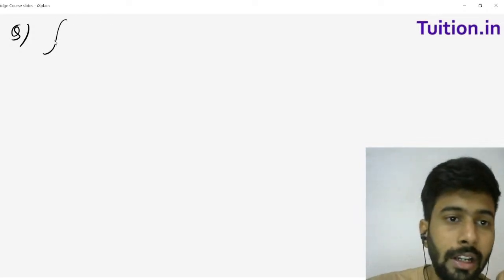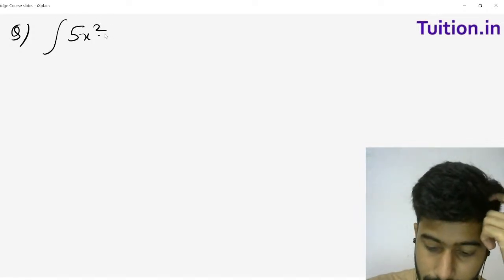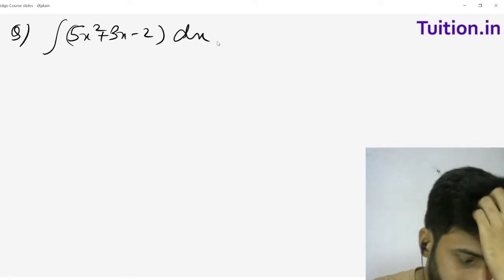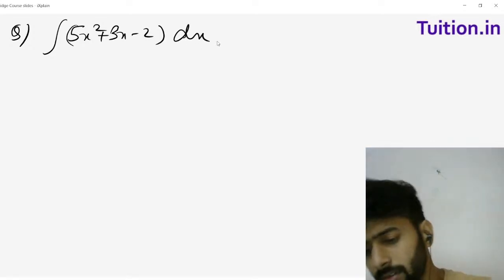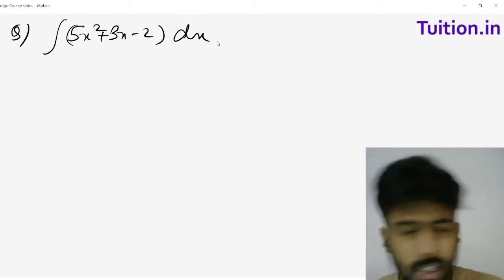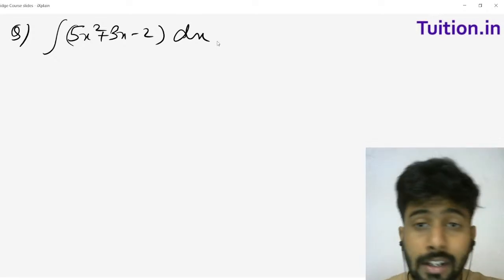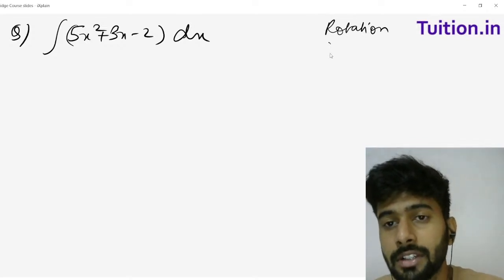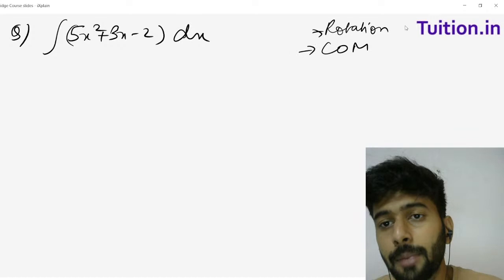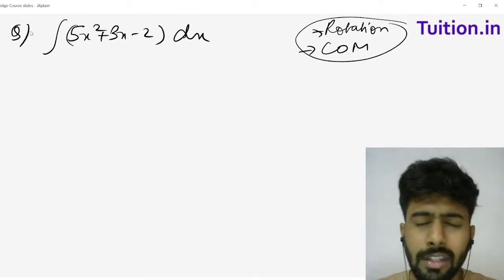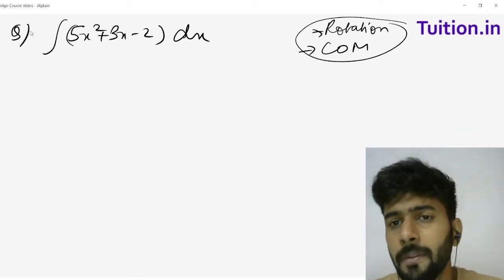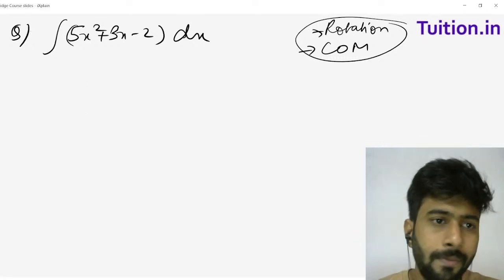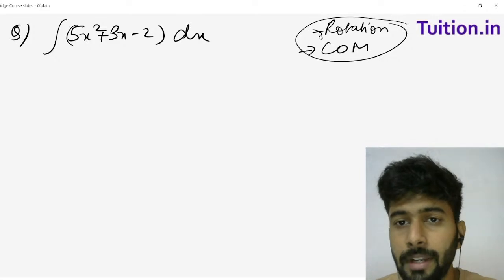Question number 1, integral 5x square plus 3x minus 2 dx. And whatever we do now, that should be sufficient for the first few months of your physics. Only when you come across chapters like rotation and center of mass will you struggle a little with integration. But before that, whatever you get, you will be able to do. It will be simple. It will not be complicated.